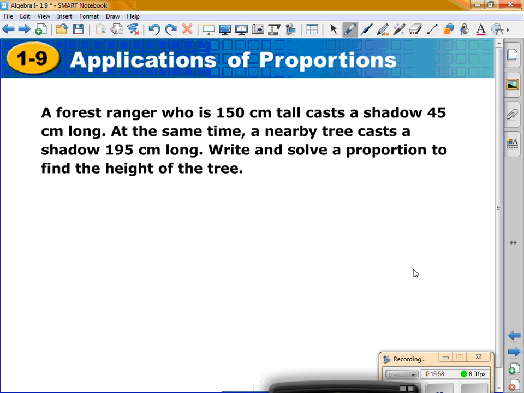A forest ranger who is 150 centimeters tall casts a shadow of 50 centimeters long. At the same time, a tree casts a shadow of 195 centimeters long. Write and solve to find the height of the tree. This is centimeters, not feet.